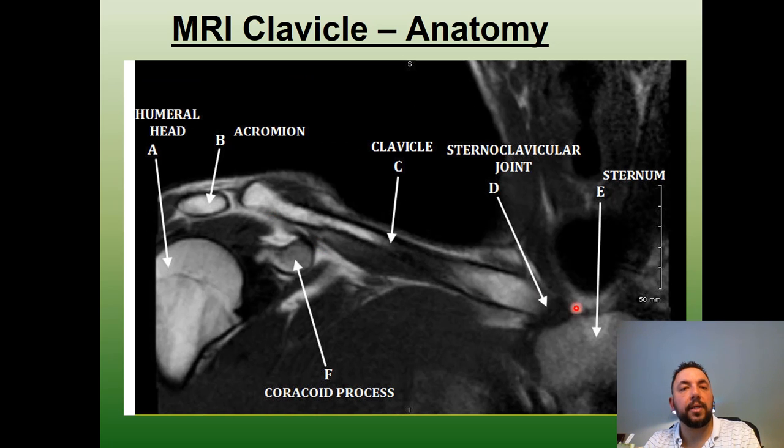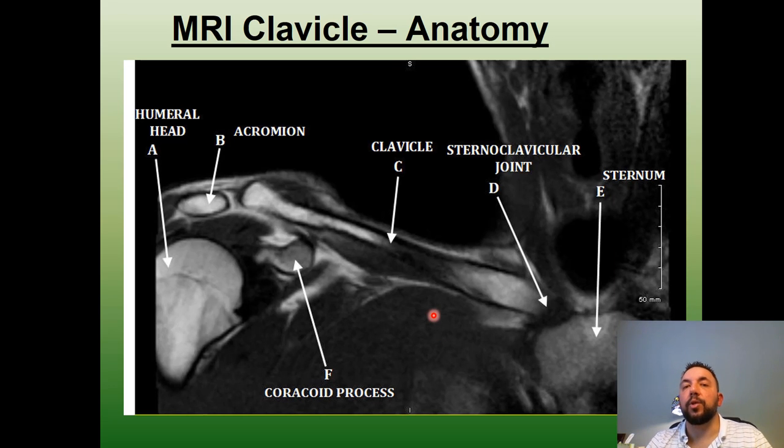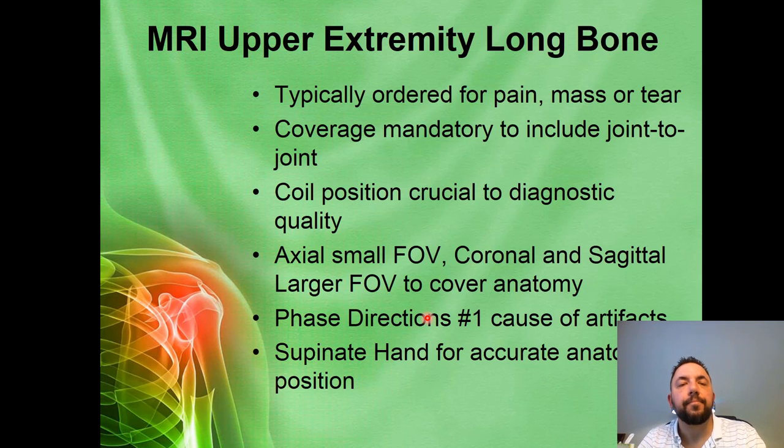In the coronal plane, a good coronal oblique through the clavicle, the sternum, our SC joint, the clavicle, the acromion here, humeral head, and the coracoid process. And in clavicle, same thing, you want to have adequate coverage with your coil that would give you anterior and posterior signals so that you can acquire your images with adequate enough SNR through this particular region.